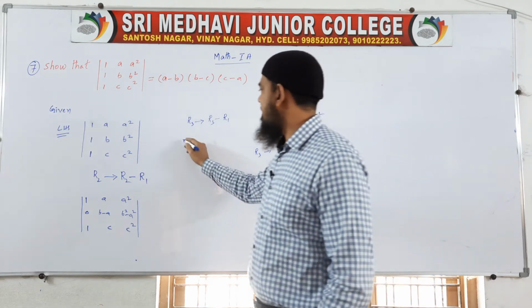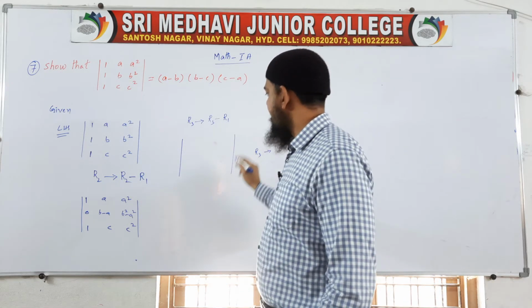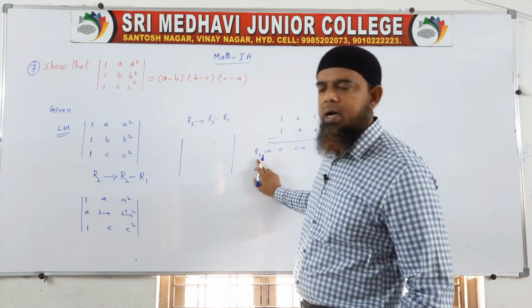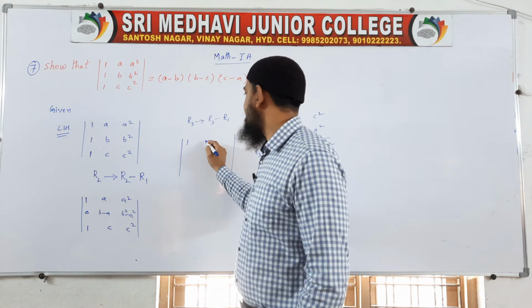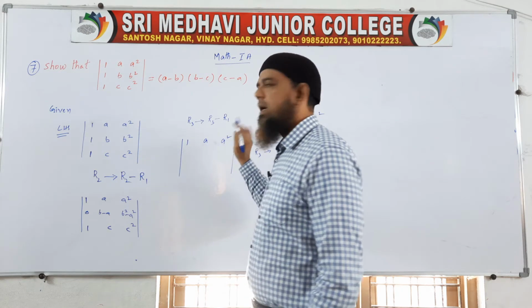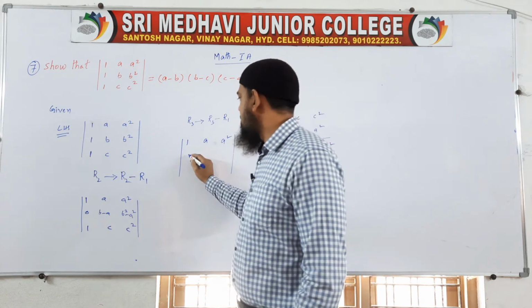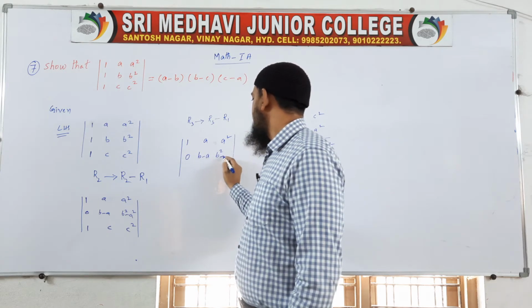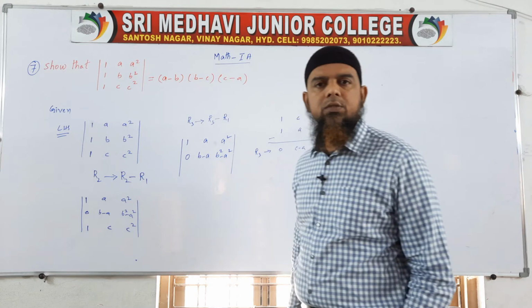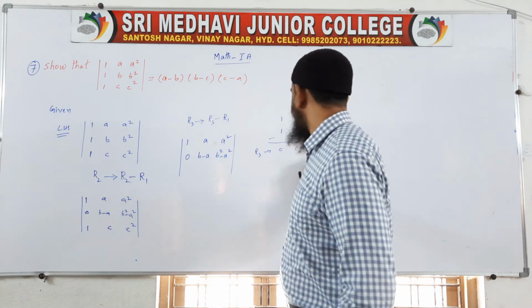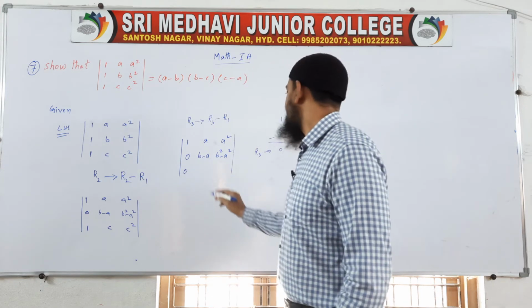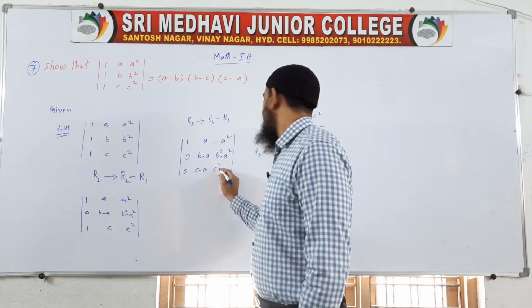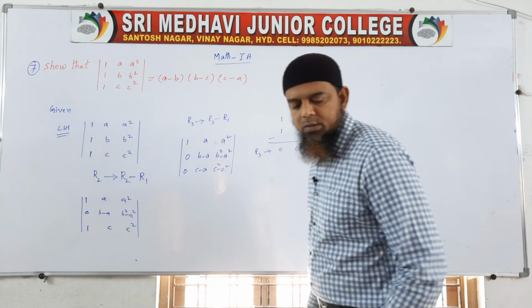Now write the determinant. Which row is changed here? R3. R1 and R2 are as they are. R1 is 1, A square as it is. R2 is 0, B minus A, B square minus A square as it is. Now in place of R3, what do I have to write? 0, C minus A, C square minus A square. Now completed.